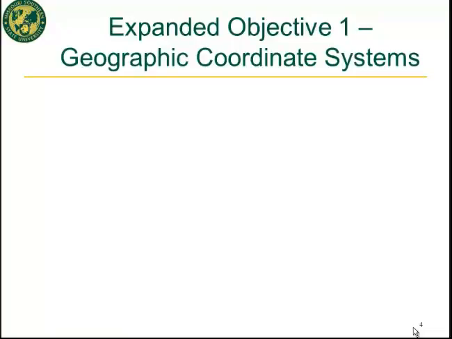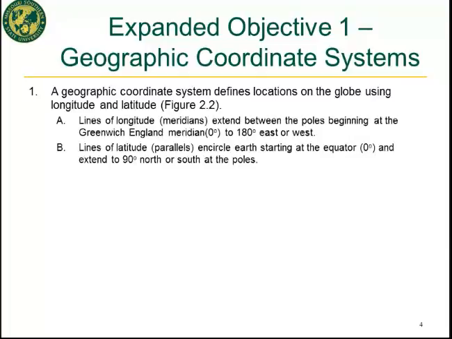I've expanded certain of these objectives. Let's look at the first one. This had to do, of course, with latitude and longitude. A geographic coordinate system defines locations on the globe, and it uses longitude and latitude. We'll look at figure 2.2 momentarily.